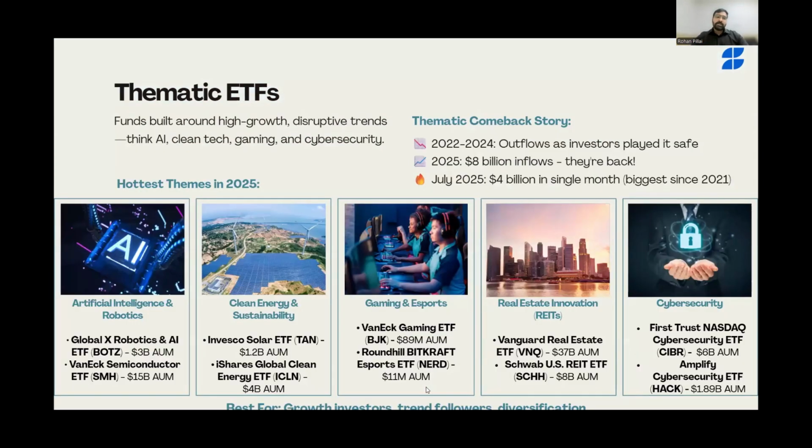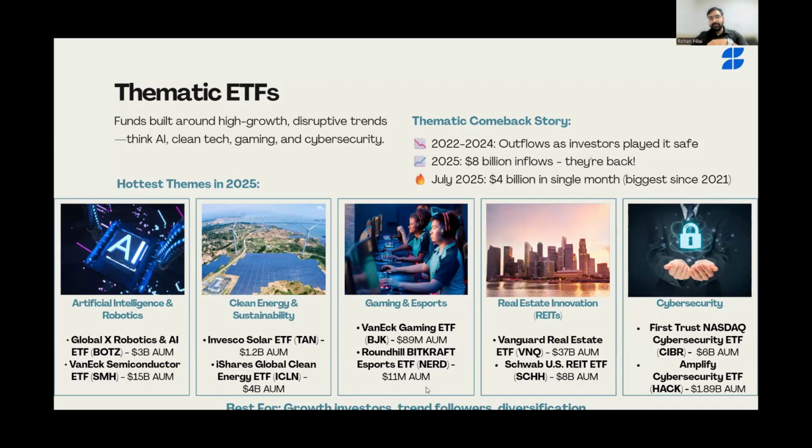The next type of ETFs that we are covering is thematic ETFs, and I'm pretty sure all of us are aware that the US market has a lot of themes when it comes to ETFs. Just to put the narrative out there, after COVID, people started putting in a lot of money in tech, and during 2022 to 2024, the markets were going down again, and a lot of investors started taking out their money from these thematic ETFs.